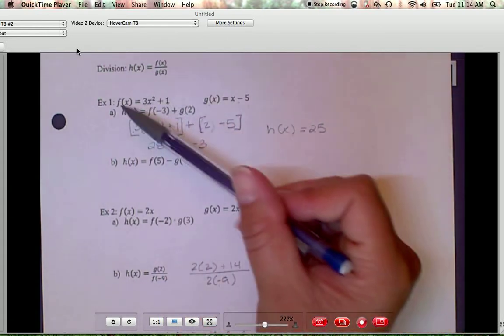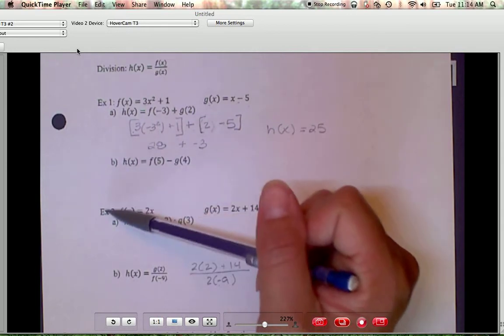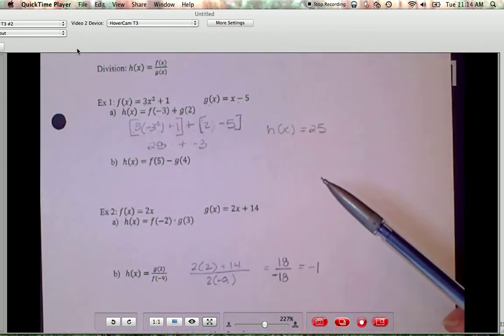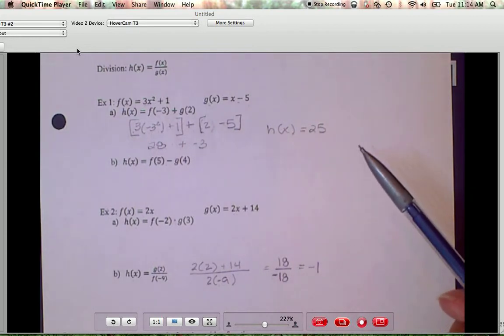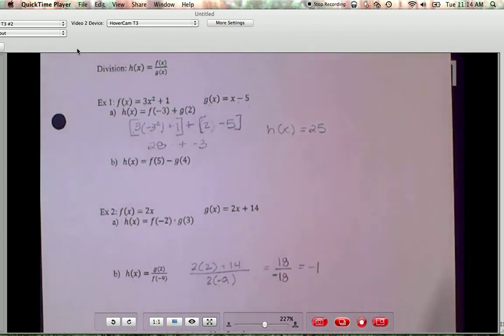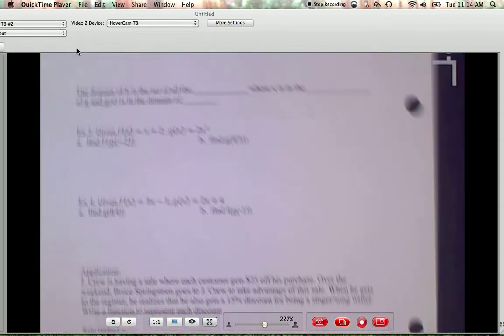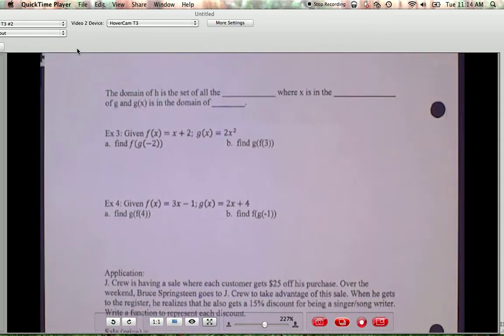So I'd like you to do example 1b on your own, example 2a on your own, and bring those to class with you tomorrow. Composition of a function with a function. It's down here at the bottom, but it actually goes on to the back side. And this one is the more challenging of the two.